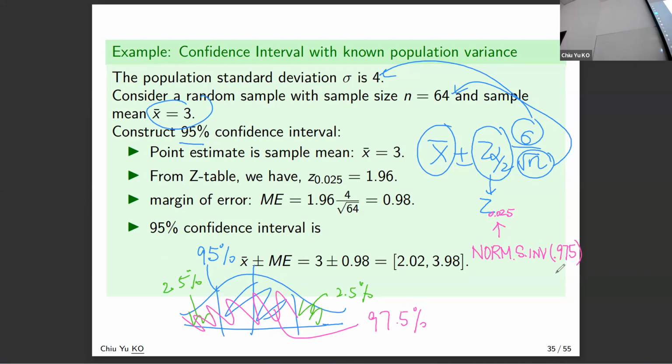Because the confidence level is 95. Is that okay? That's how we do that. Do note that Z alpha over 2 is asking for the right tail area. So that's the notation we use, and many other textbooks also use the same notation. So it's not my invention.